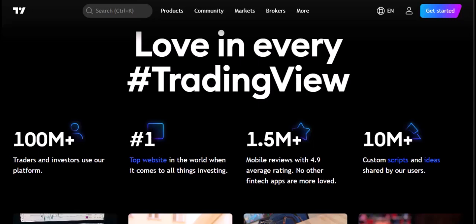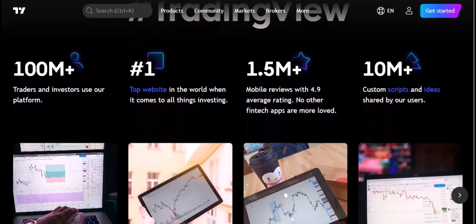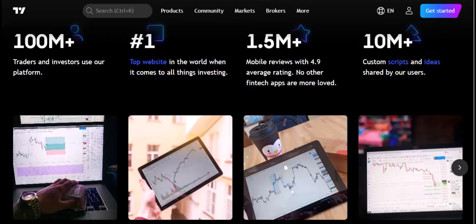Now, let's talk about FX Replay. While TradingView is a broad-spectrum charting powerhouse, FX Replay steps in as a specialized tool, primarily focusing on backtesting for Forex, futures, and crypto. Its core strength lies in its highly realistic market simulation. Unlike TradingView's bar replay, which uses OHLC (open, high, low, close) data, FX Replay uses tick-level data.